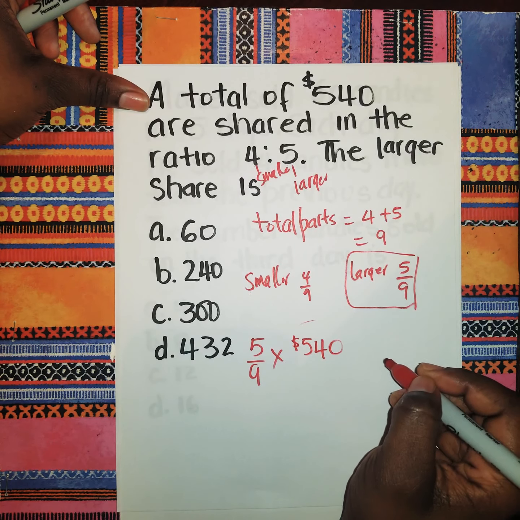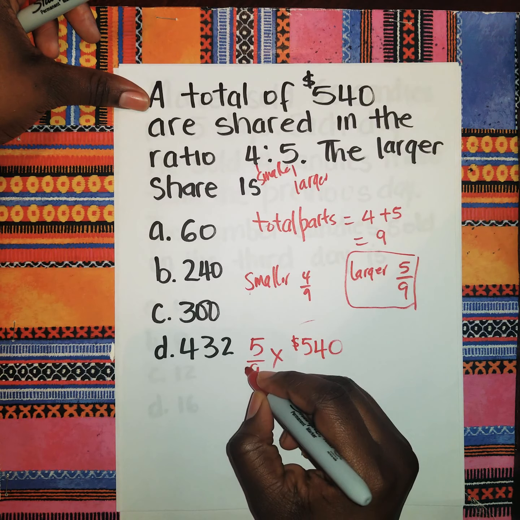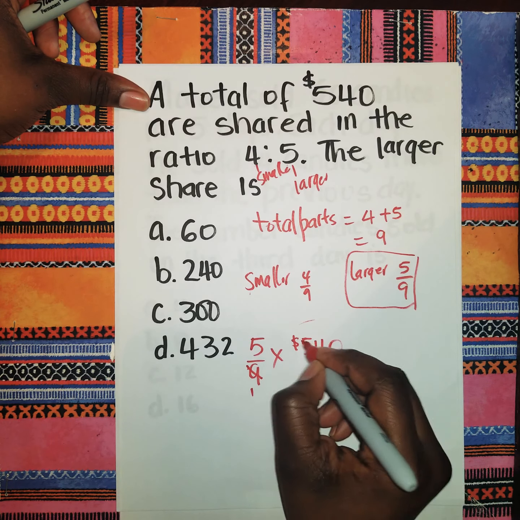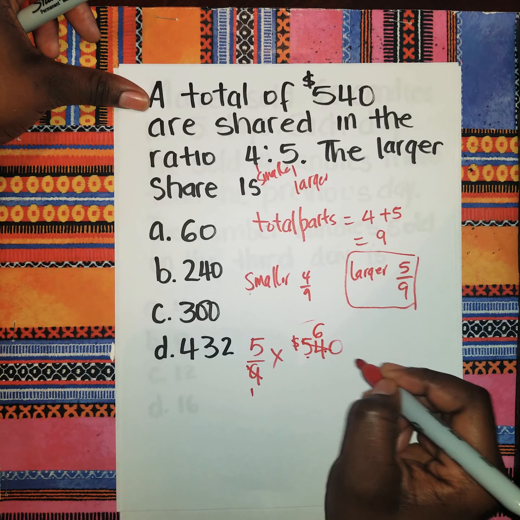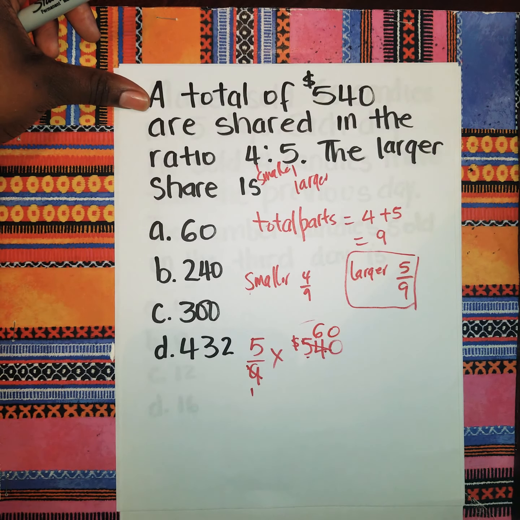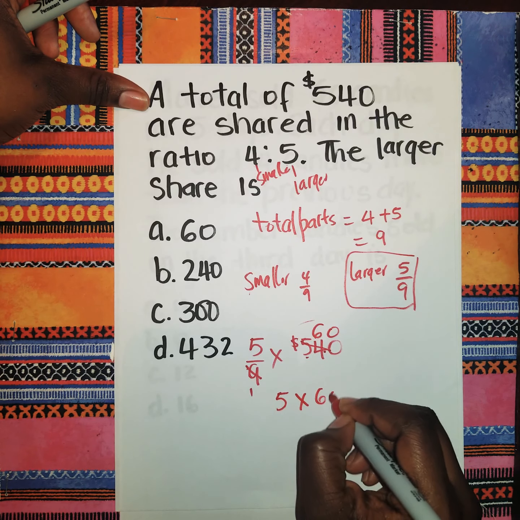From here, it's basically simplifying the fractions. Yeah, so basically 9 to itself goes 1. 9 into 54 goes 6 times, because 6 9s are 54. So that's 6. So that means 9 would go into 540 60 times. All right. So what we do from here is basically multiply the numerator. So it's 5 times 60.